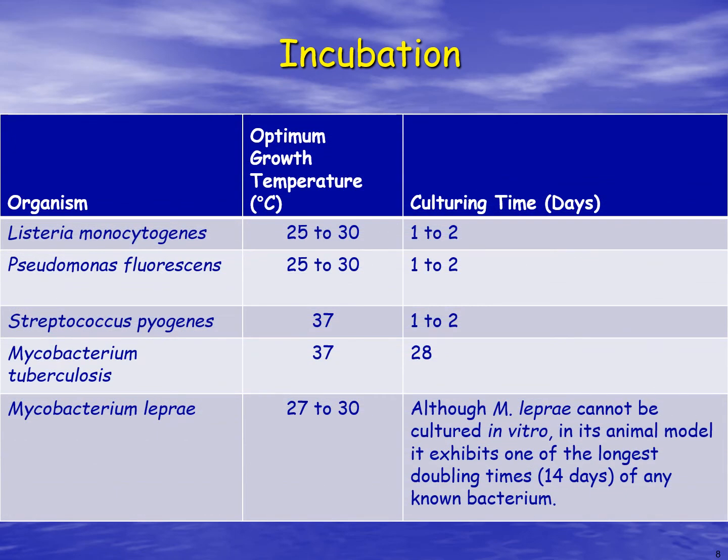So, for example, Listeria monocytogenes' optimum growth temperature is somewhere between about 25 to 30 degrees Celsius, and it takes anywhere from about 1 to 2 days to actually see growth in the media. Whereas Mycobacterium tuberculosis's optimum growth temperature is body temperature, 37 degrees, and it can take up to 28 days for Mycobacterium tuberculosis to actually grow.